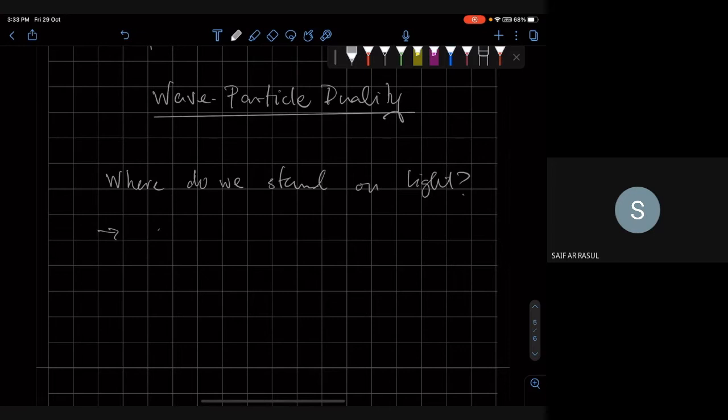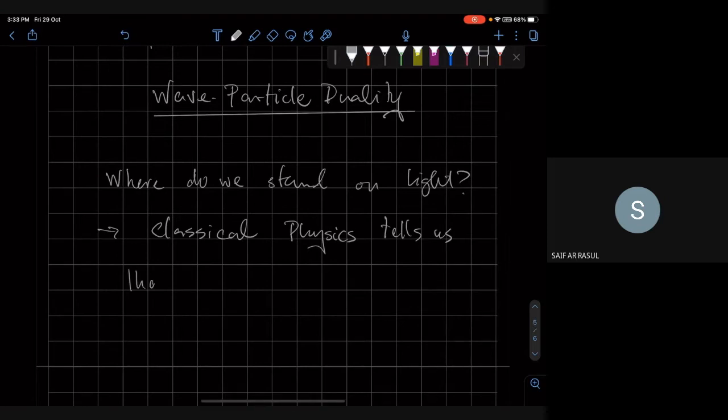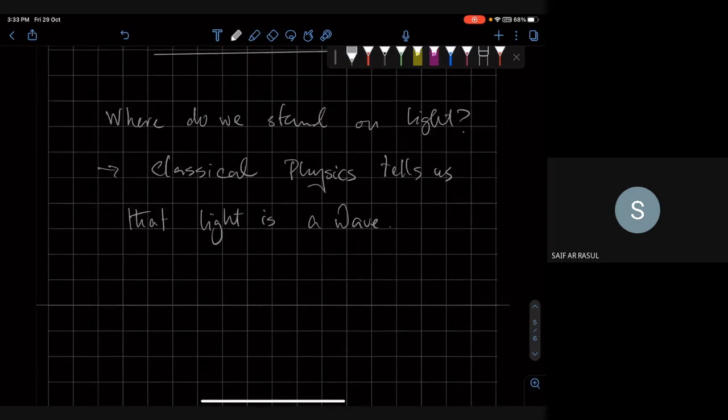So classical physics tells us that light is a wave. It's an electromagnetic wave. So I think it's worthwhile, even if you have seen it before, because I'm sure some of you haven't, to derive how you can actually obtain a wave equation from Maxwell's equations.